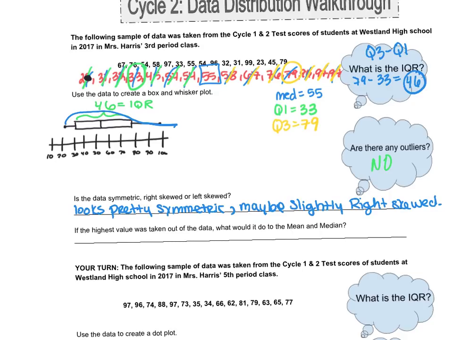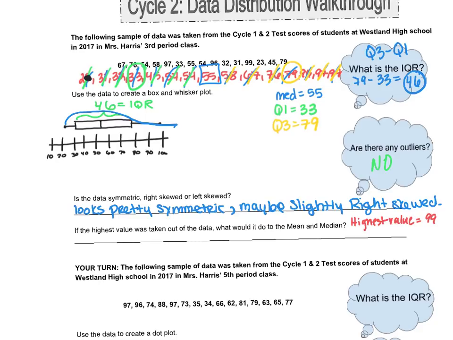Okay, so here's kind of a cool question I think that you might see on the AIR test. If the highest value was taken out of the data, what would it do to the mean and the median? So first of all, let's just write down our highest value. So in other words, let's pretend these are our test scores, and let's just think common sense for a second.